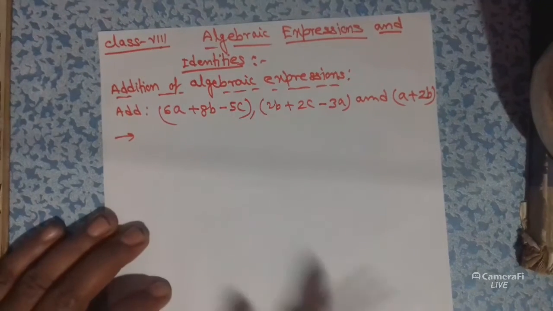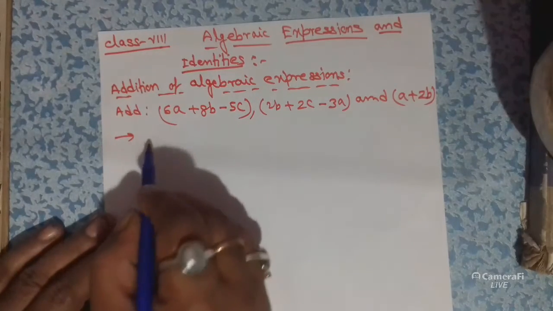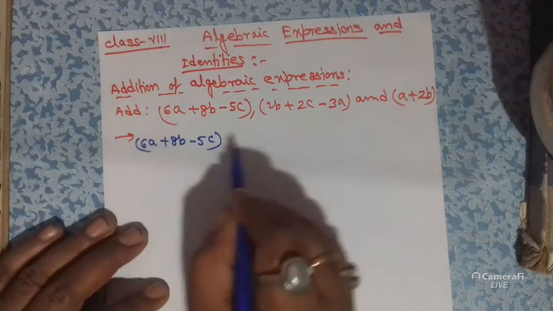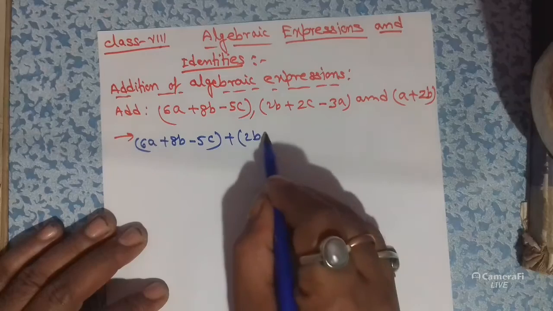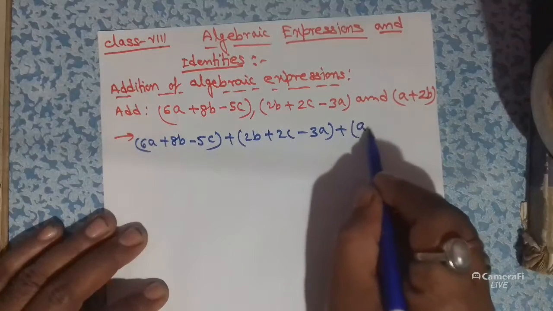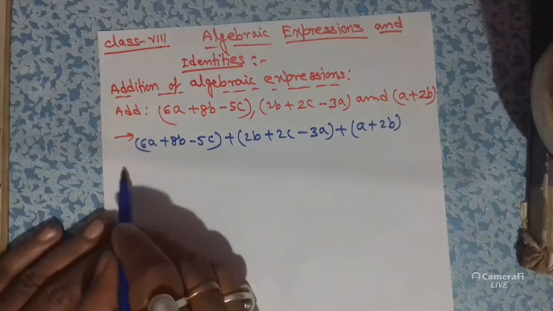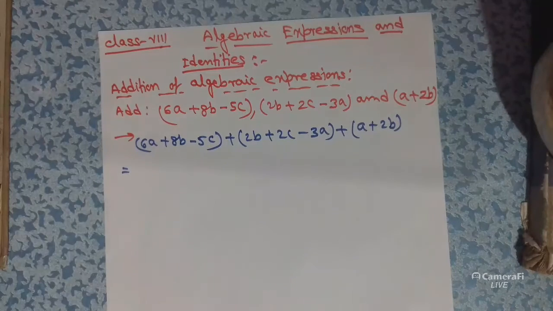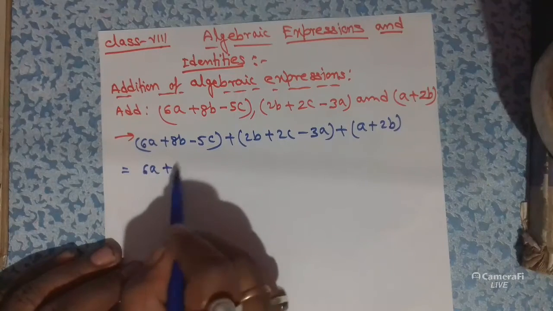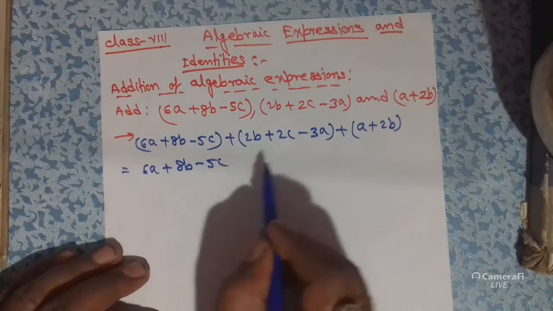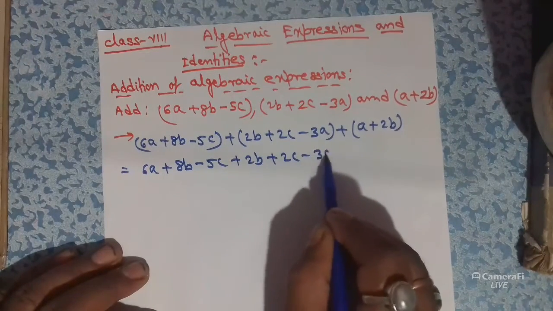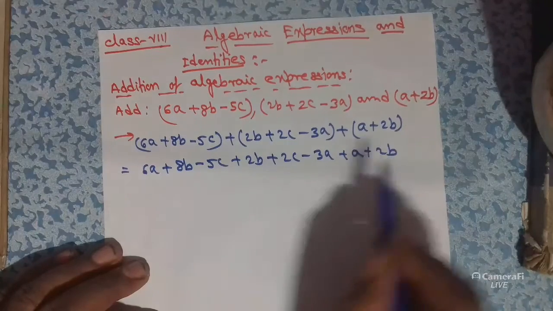At first we have to write the expressions in this way: 6a plus 8b minus 5c, plus 2b plus 2c minus 3a, plus a plus 2b. Now we have to remove these brackets. So it will be 6a plus 8b minus 5c plus 2b plus 2c minus 3a plus a plus 2b.